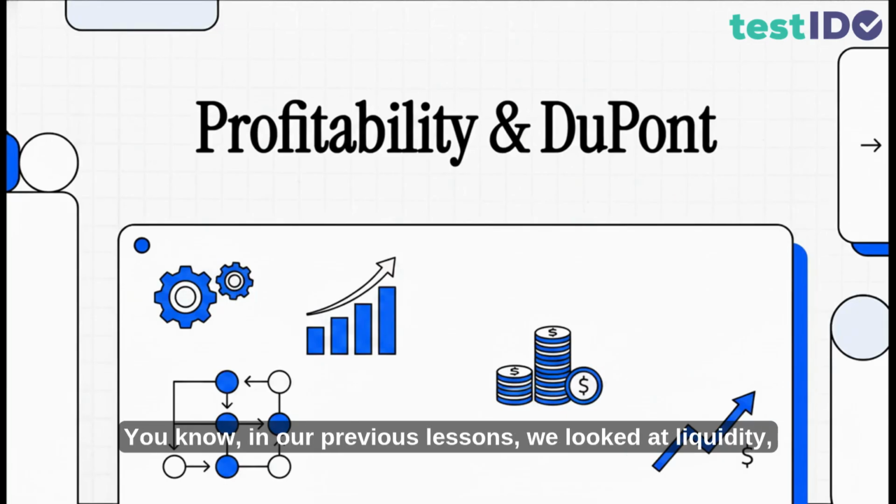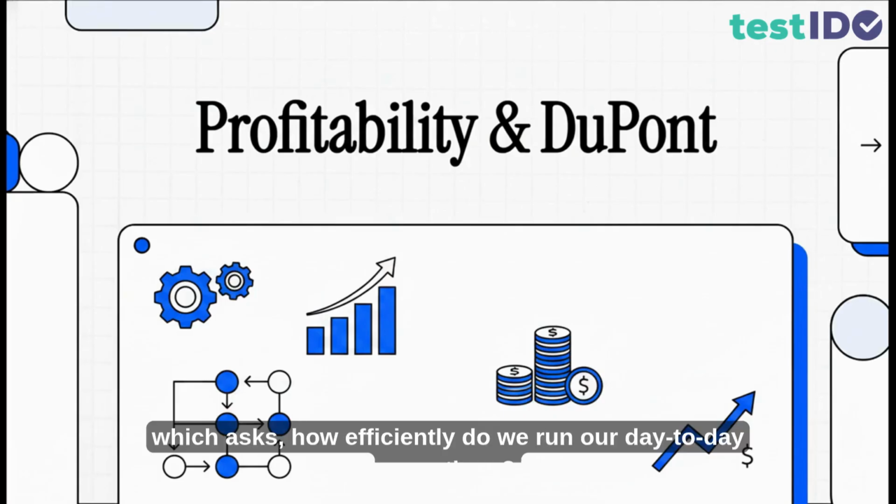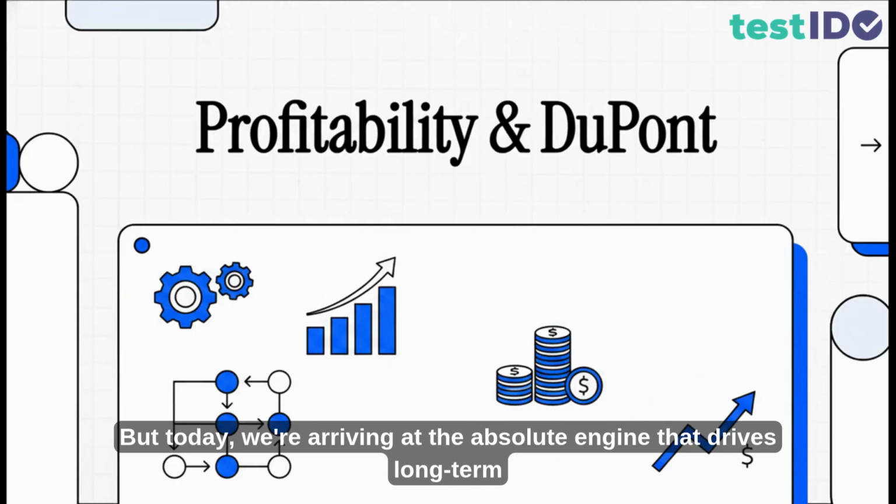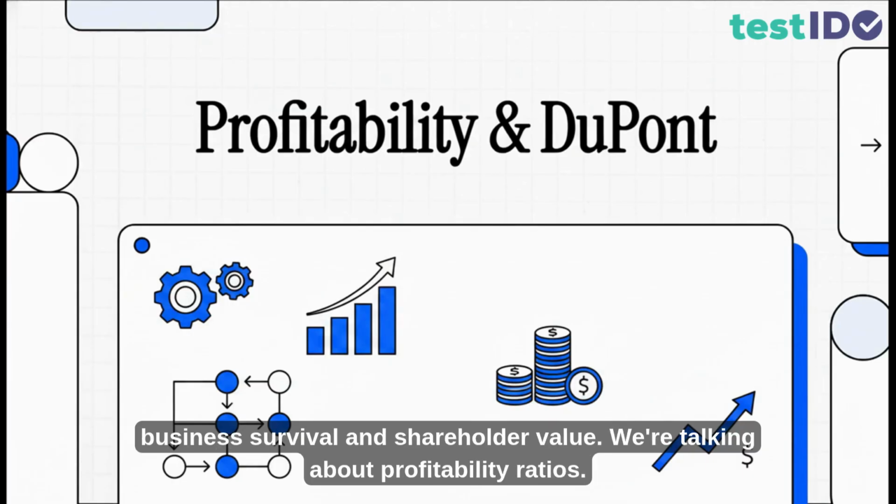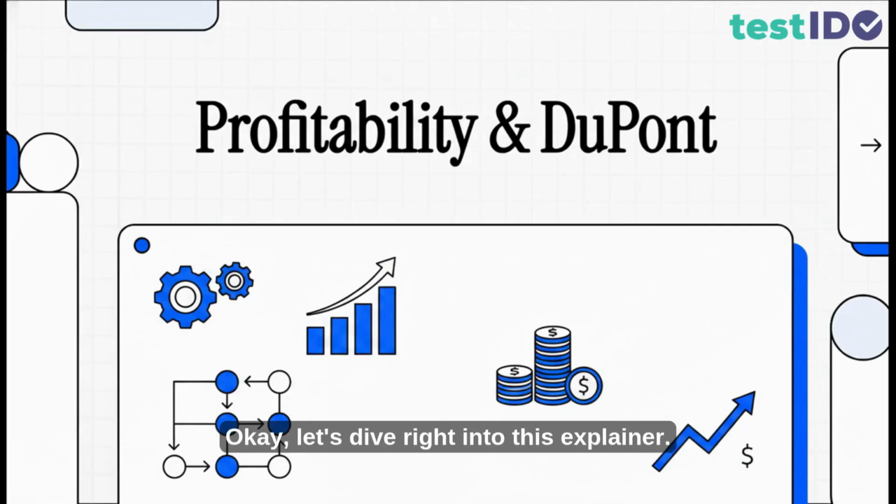In our previous lessons, we looked at liquidity, which basically answers the question, hey, can we survive today? And we looked at activity, which asks, how efficiently do we run our day-to-day operations? But today, we're arriving at the absolute engine that drives long-term business survival and shareholder value. We're talking about profitability ratios. Okay, let's dive right into this explainer.